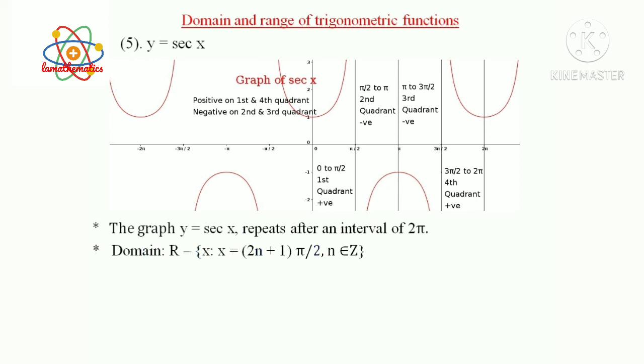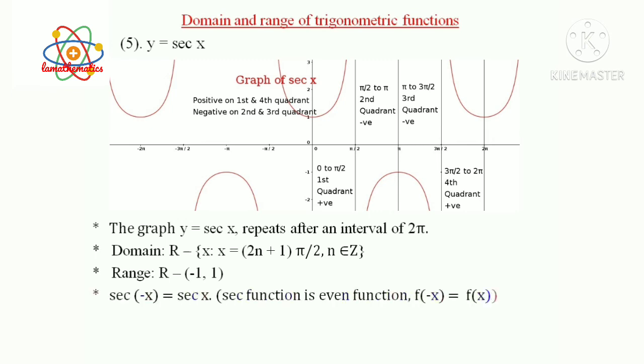Domain of sec x is R minus the set of x such that x equal to (2n plus 1) pi by 2, n belongs to the set of integers. For x equal to (2n plus 1) pi by 2, the graph does not exist. That is, at x equal to pi by 2, the graph does not exist. Range R minus open interval minus 1, 1.